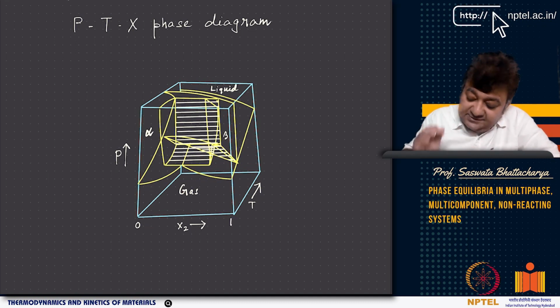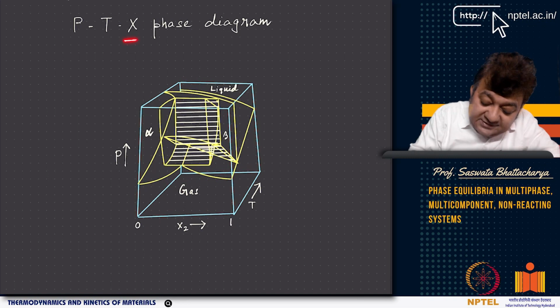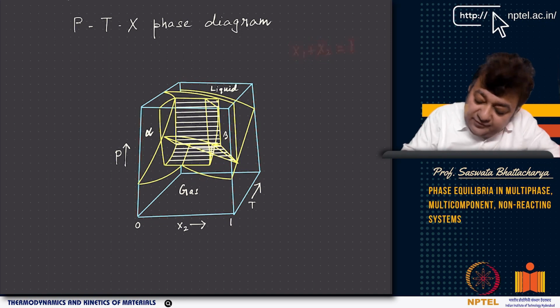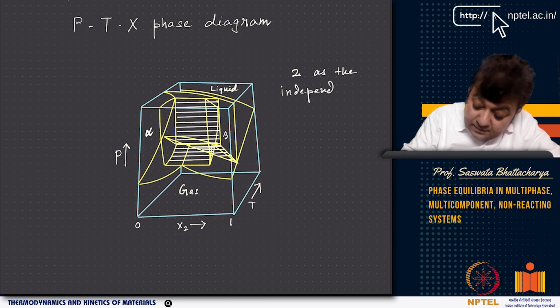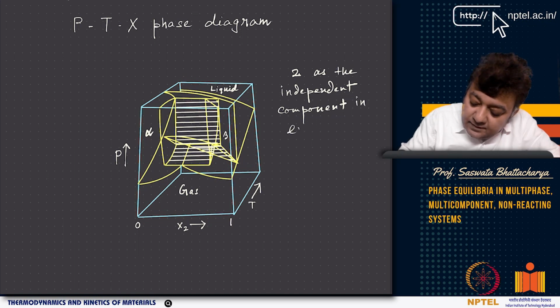Now if you look at a very simple binary system, that means you have two components, x1 plus x2 is equal to 1, and therefore in any phase, you are taking x2 as the independent component. That means the concentration of 2 is independent in each phase, and then the concentration of 1 follows.